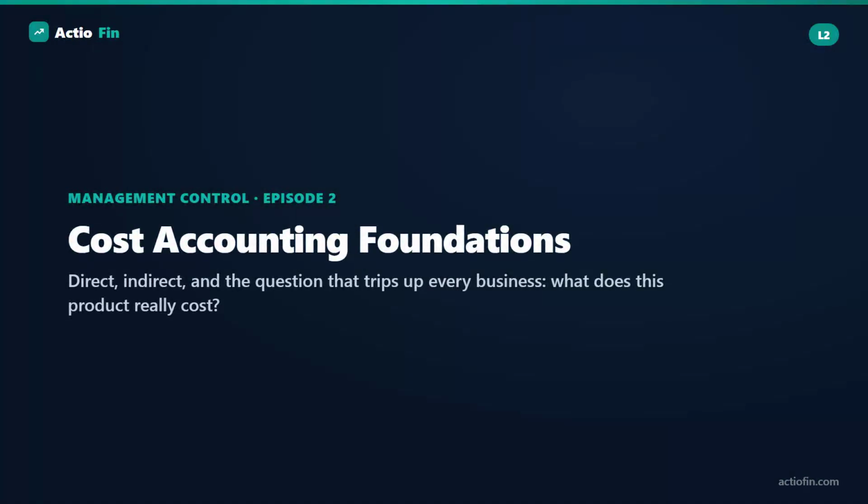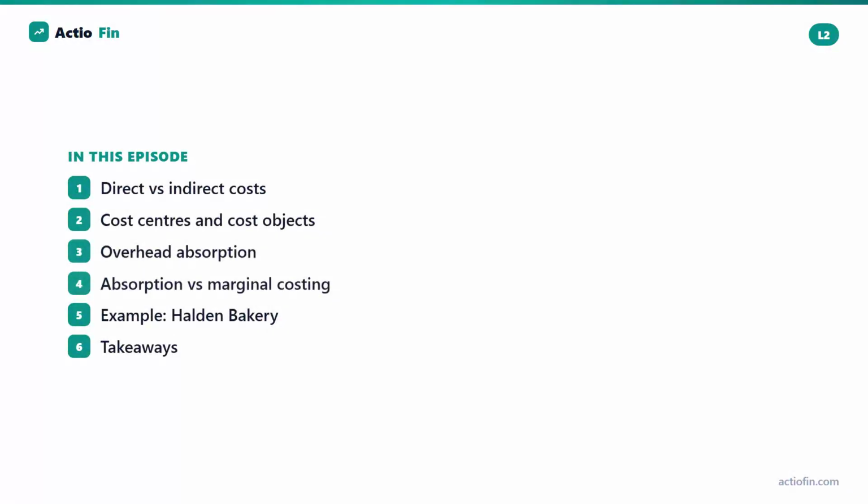Get it wrong and you will price badly, drop the wrong line, and chase the wrong customers. Get it right and almost every other decision becomes easier. Here is the route. We separate direct costs from indirect costs. We meet cost centers and cost objects, the plumbing of any cost system. We tackle overhead absorption, the part everyone finds slippery. We compare the two great methods, absorption costing and marginal costing, and see how they give different profits from the same facts. We work through a bakery example. And we finish with what to remember.